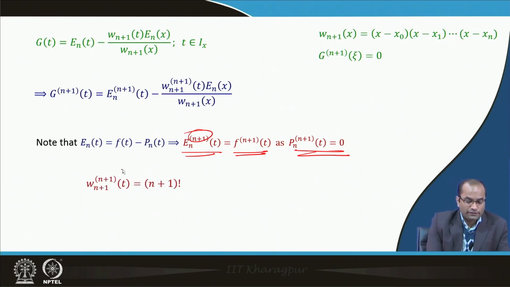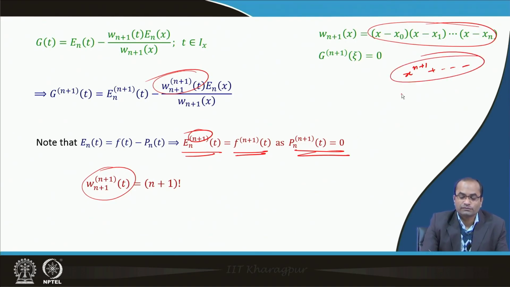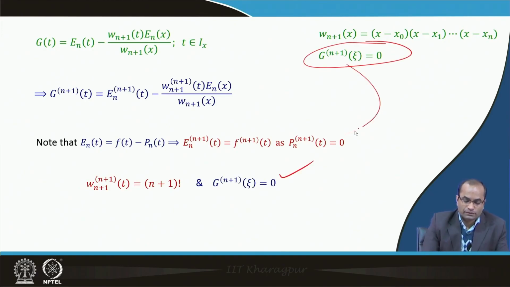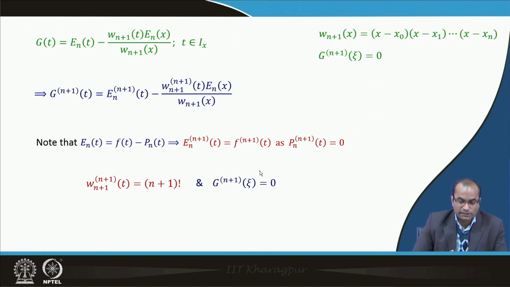What else we have? The n plus 1th derivative of w, w is again an n plus 1th degree polynomial. So, here we have x to the n plus 1 plus anything else with lower degree terms, and when we take the n plus 1th order derivative, we simply get n plus 1 factorial, which is written here. So, that is done, and obviously, we have the result that the n plus 1th derivative of g at xi is equal to 0.